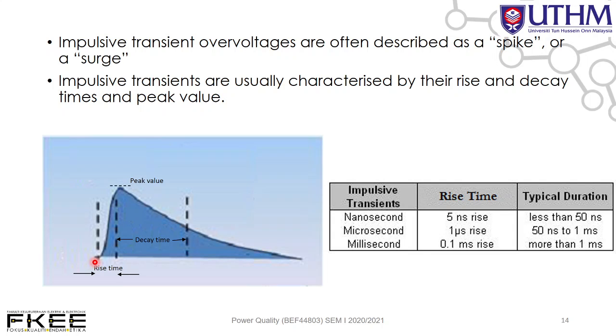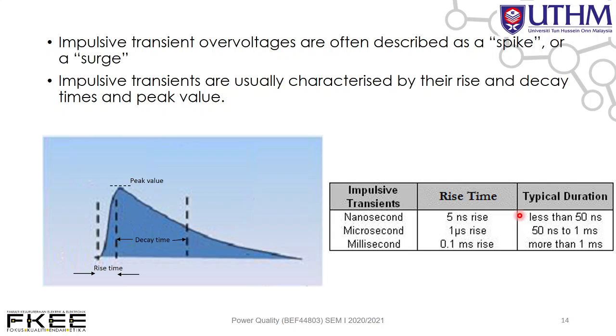Let's say we have this one. The voltage or current suddenly increases. This one we call the rise time. Let's say it suddenly increases from this point to this point, we call it rise time, and then it will decrease. This period we call the decay time.